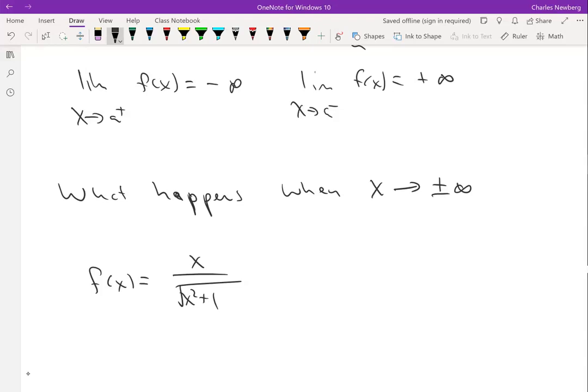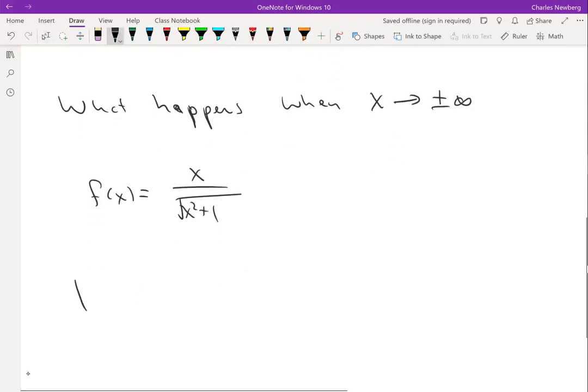All right, so we're going to look at what happens when we go out to infinity and what happens when we go out to minus infinity. So let's start with infinity. Let's look at the limit as x gets big, as x goes to infinity, of this function.